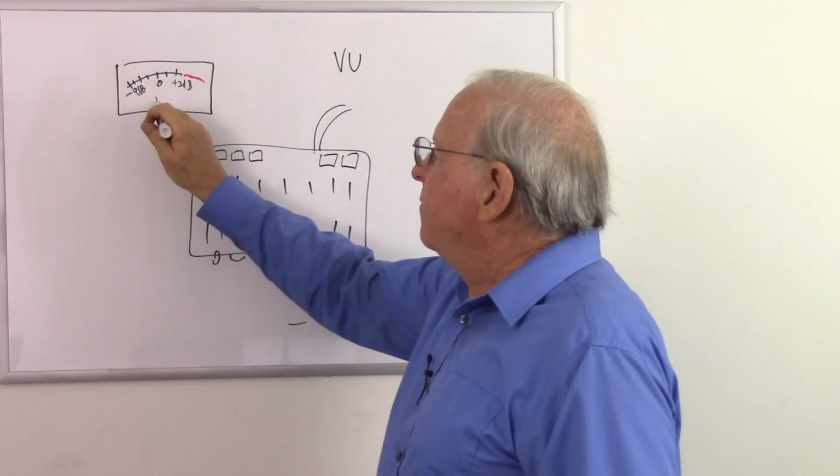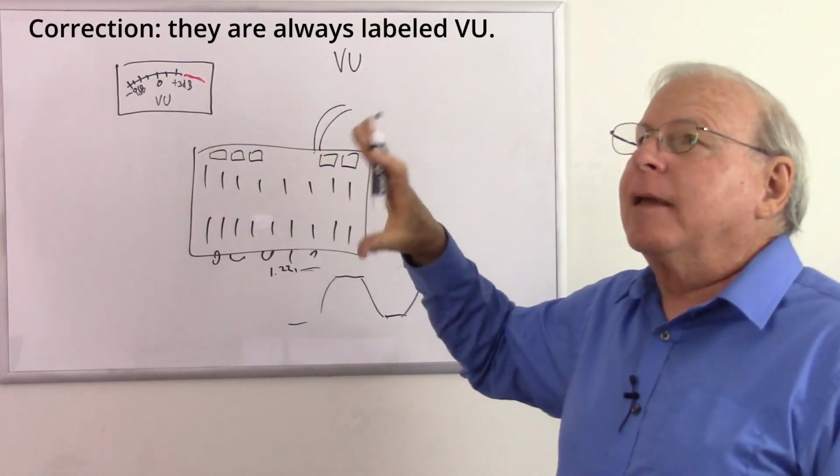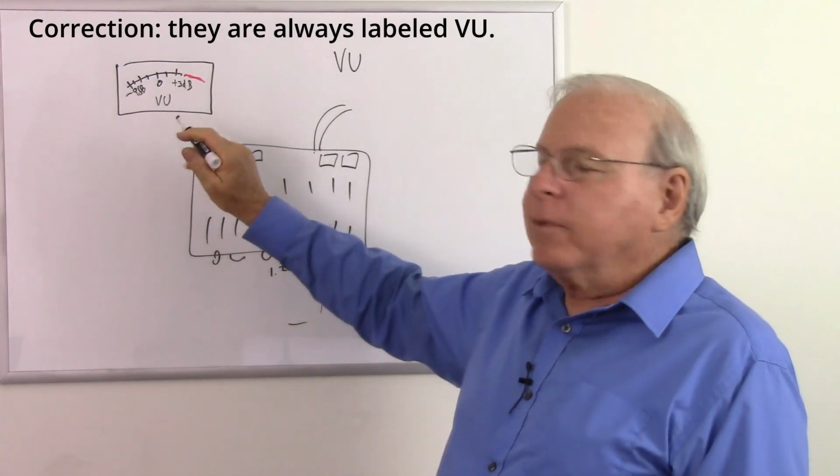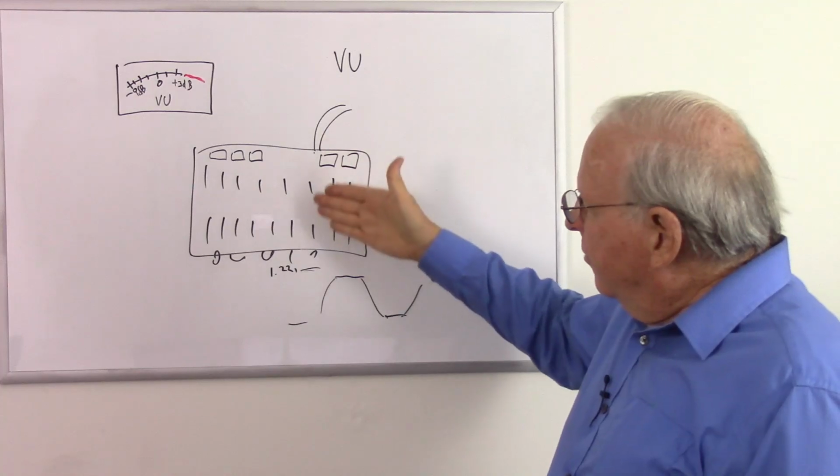Often they're labeled VU for volume units. They might be labeled dBm. They might be labeled dBu. Doesn't matter what it's labeled. Keep the needle out of the red and you won't have any distortion. So that's what these different sliders are.